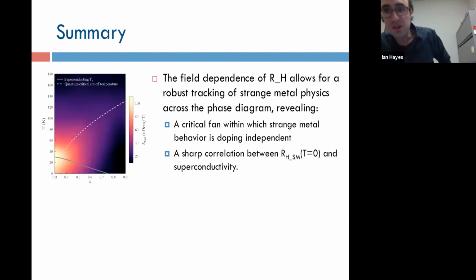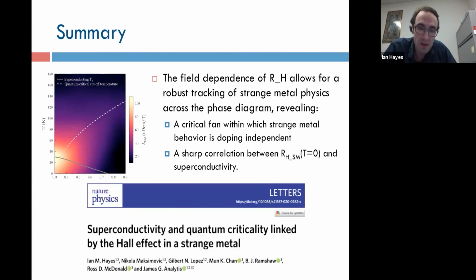All right, so with those admittedly very broad statements about what I think the implications of these results are, I just want to remind you of the highlights. By looking at the field dependence of RH, you can isolate a fraction of the Hall coefficient that seems to correlate both with superconductivity and to exhibit this intriguing fan-like feature that seems to tie it to the behavior of the antiferromagnetic phase. And if you have further questions, I direct you to the paper we just published, or you can ask them right now.